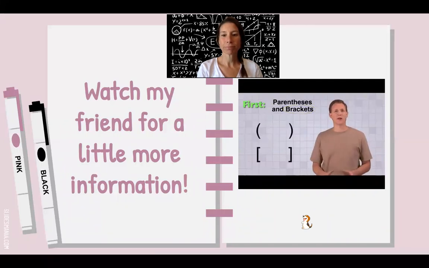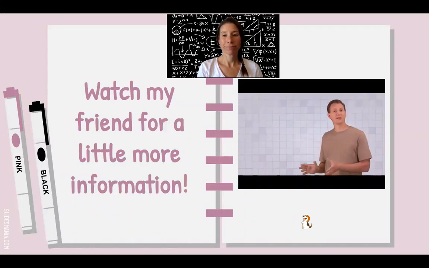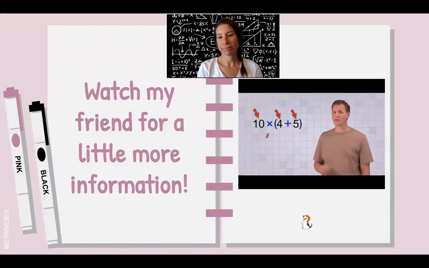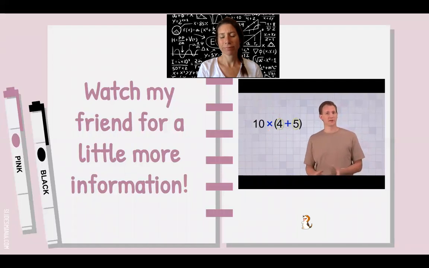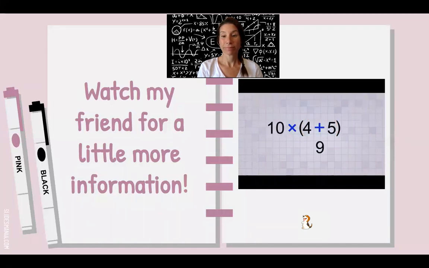So parentheses and brackets are used to group things together, and our rules tell us to do any operations inside these groups first. For example, have a look at this problem: 10 times (4 plus 5). It has 3 numbers and 2 operations, multiplication and addition. But 2 of the numbers and the addition symbol are inside parentheses. That means that they form a group, and we need to do that part of the problem first. 4 plus 5 equals 9. So the part inside the parentheses can just be replaced with the simplified value 9.